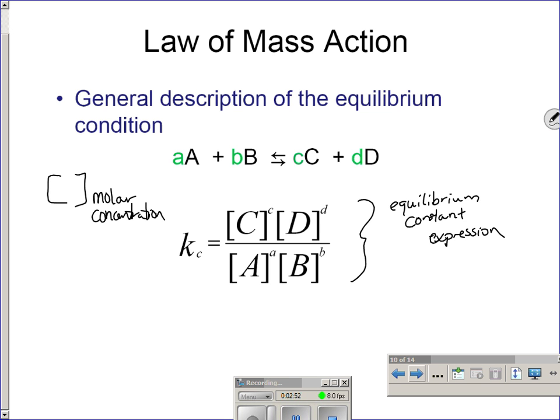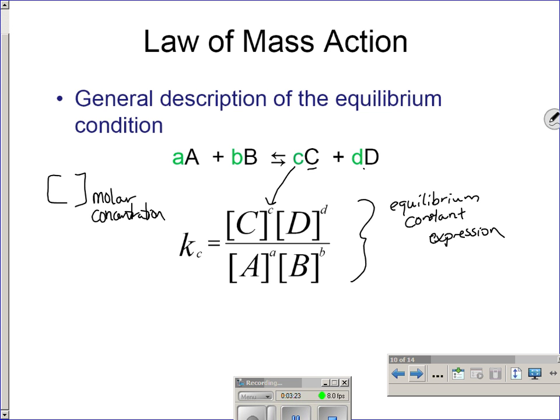So what we're going to do is take the concentration of the product C, and raise it to the power of its coefficient. So if there's a coefficient of 2 in front of C, that concentration becomes squared. We're going to multiply that by the concentration of the product D and raise that to the power of its coefficient. And then we'll put our reactants on the bottom, those concentrations also raised to the power of their coefficients.